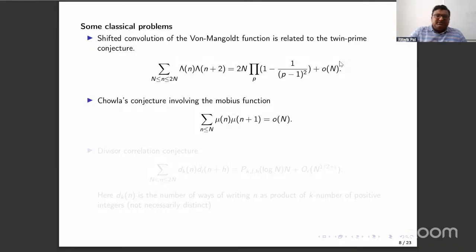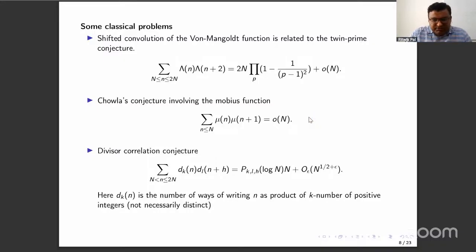Chowla's conjecture involves the Mobius function. It asks that the sum of mu(n) mu(n plus 1) is small o of N. Even any non-trivial estimate is not known. If Chowla's conjecture is proved, then it will also imply many other conjectures related to the distribution of primes.